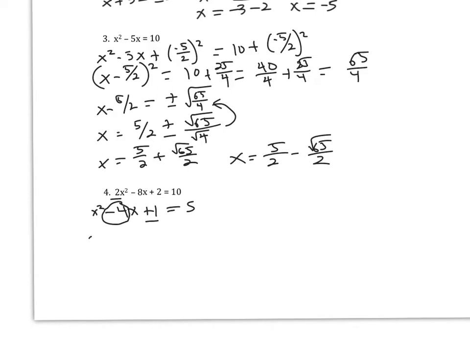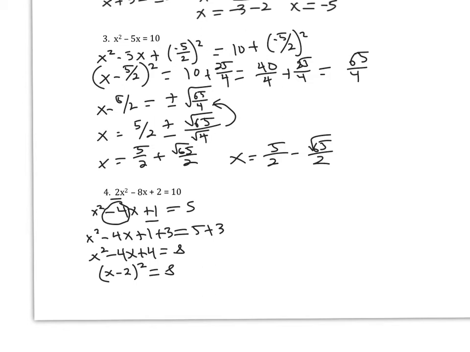So we're going to therefore have to add 3 to both sides to get x squared minus 4x plus 1 plus 3 equals 5 plus 3. And then over here we'll get x squared minus 4x plus 4 is equal to 8. We can then rewrite this as x minus 2 squared equals 8.